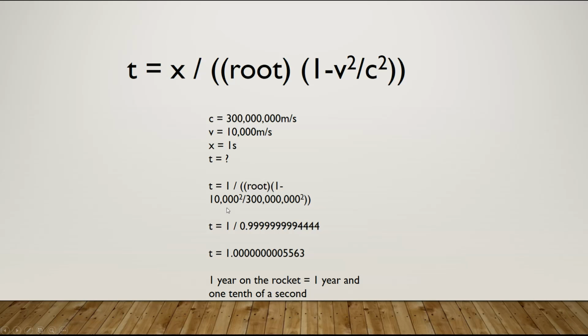So as we plug the numbers in here, obviously they're fairly big ones, but as you finish this out, you're going to get t equals 1 over 0.9999, etc., a very close to 1 number. When you work that out, you're going to get 1 bunch of zeros and a little bit. In other words, at a very high speed of 10,000 meters per second, a year on the rocket is only going to appear to be 1 year and 1/10 of a second to someone standing on planet C.